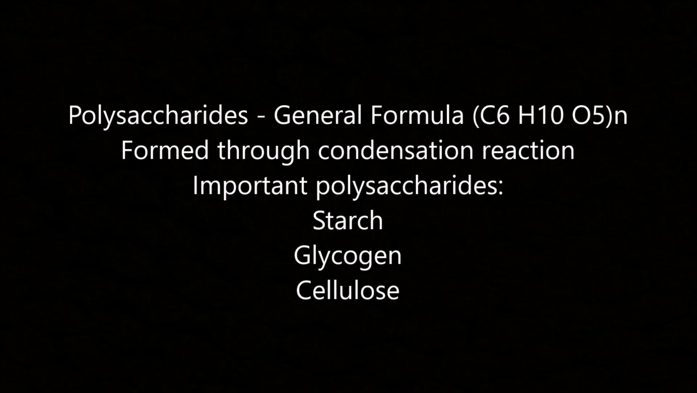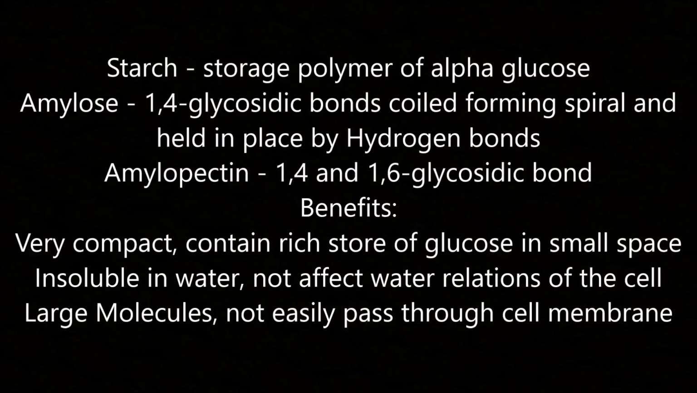Polysaccharides have a general formula of C6H10O5, and they form through condensation reactions. Important polysaccharides are starch, glycogen, and cellulose. Starch is a storage polymer of alpha glucose. Amylose has 1,4-glycosidic bonds, coiling to form a spiral held in place by hydrogen bonds. Amylopectin has 1,4 and 1,6-glycosidic bonds. The benefits of starch are that it is very compact, containing a rich store of glucose in a small space. It's insoluble in water, so it doesn't affect water relations of the cell, and it's a large molecule, so it doesn't easily pass through the cell membrane.